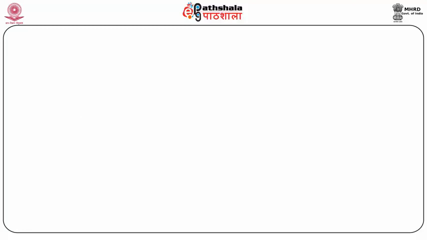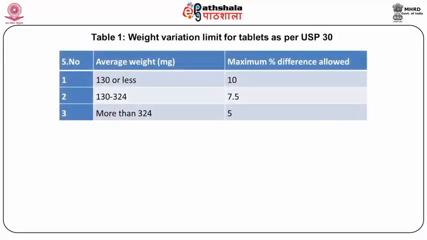On this slide, the comparison of the weight variation as per USP 30 and Indian Pharmacopoeia 2007 is indicated. The first table indicates that if the average weight is 130 milligrams or less, the percent deviation allowed is 10%. If the weight lies between 130 and 324 milligrams, the deviation allowed is 7.5%. However, if the weight is more than 324 milligrams, then the percent deviation allowed is 5%.